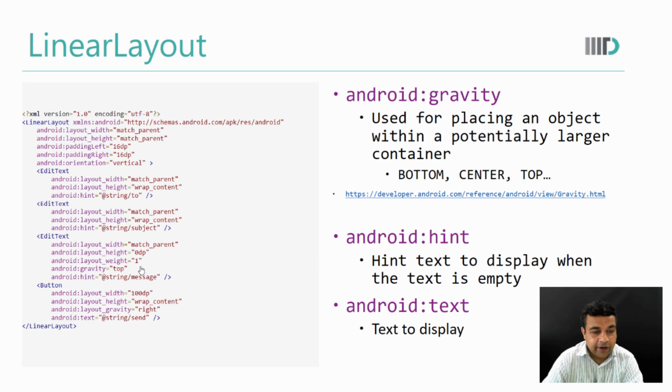And then we have android:hint as given here. Hint is simply a hint text which needs to be displayed when the original text is empty. And android:text is the text which will be displayed. However, if it is empty, then the hint will be displayed.